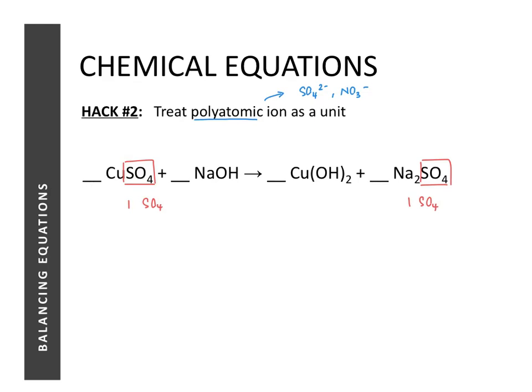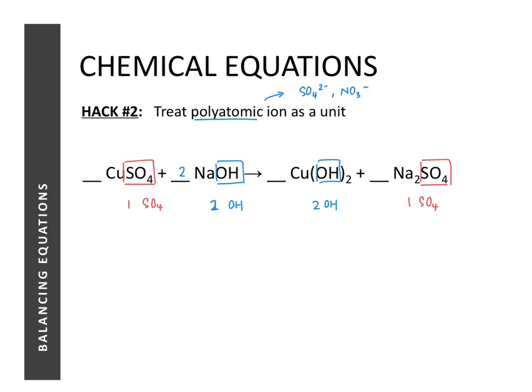Alright, now let's try to balance the other polyatomic ion, which is hydroxide. There is one hydroxide on the left and there are two hydroxides on the right. So how do we balance the hydroxides as a whole? Add a 2 in front of NaOH. Once we do that, we have two hydroxides on the left and on the right.